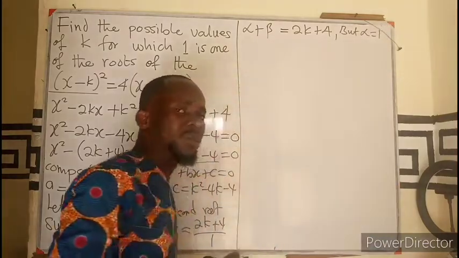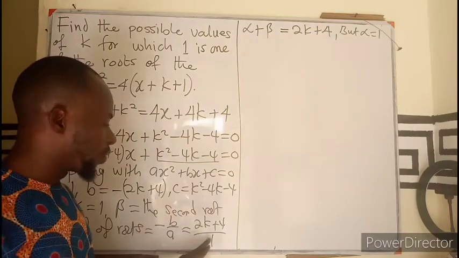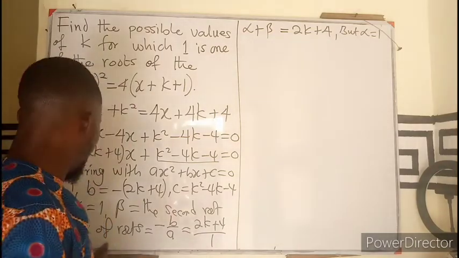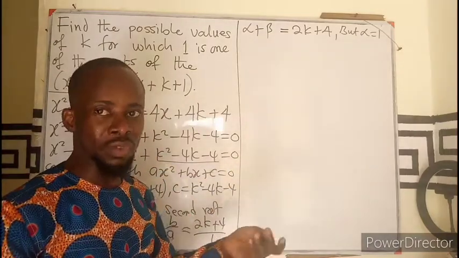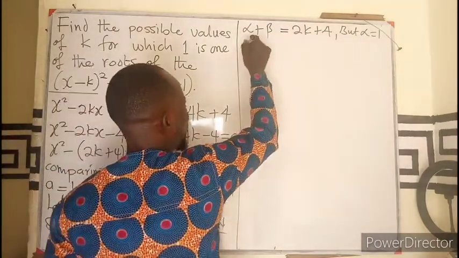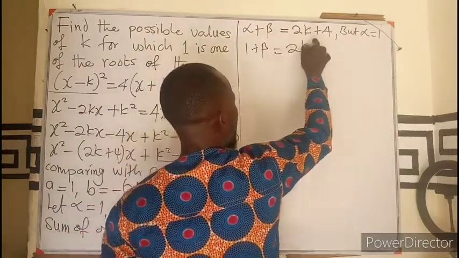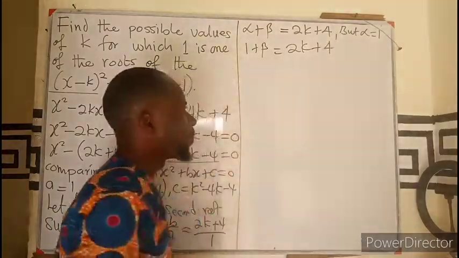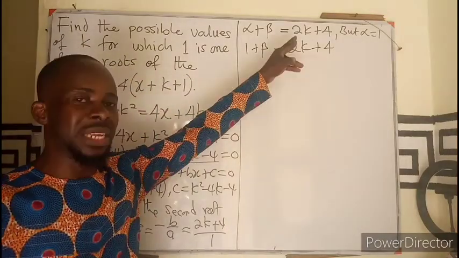But alpha is what? 1. The whole of this is transformed to this, and the same expression is the same as what we are seeing here, the sum of the roots, meaning addition of the two roots. So if this is 1, it becomes 1 plus beta equals 2k plus 4.